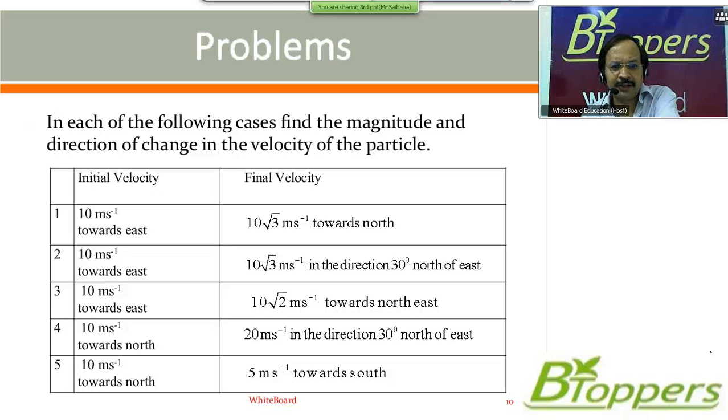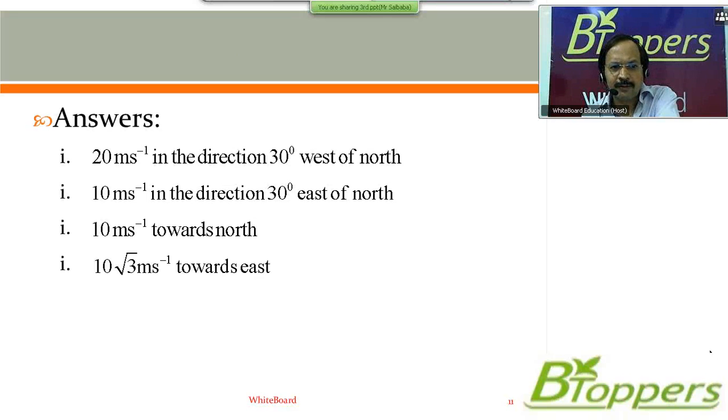Then third question is initial velocity 10 meter per second towards east. The final velocity is 10 root 2 meter per second towards northeast. For this question, you get the answer as 10 meter per second towards north.